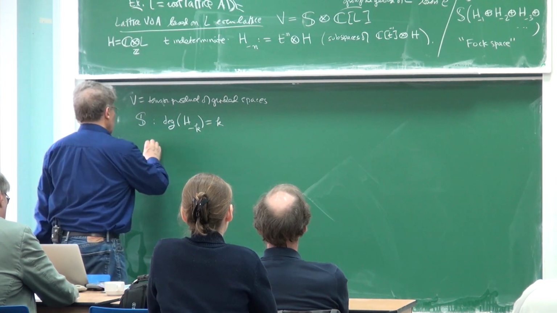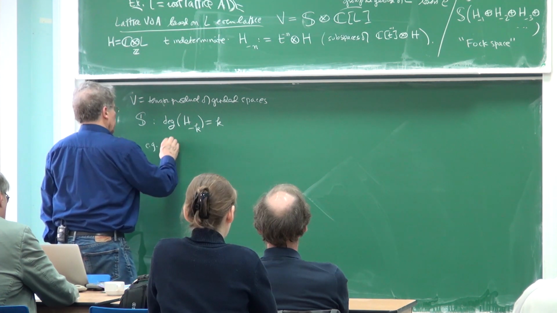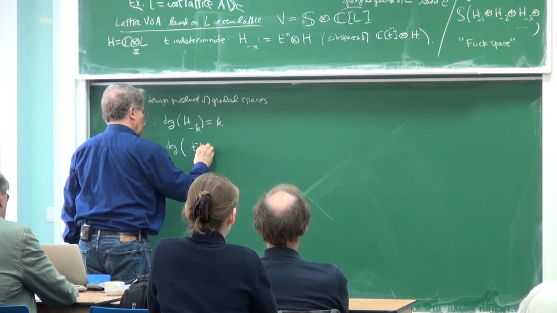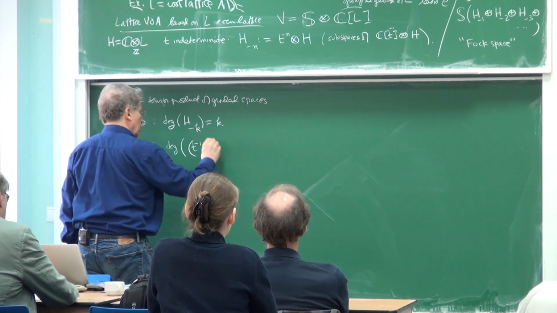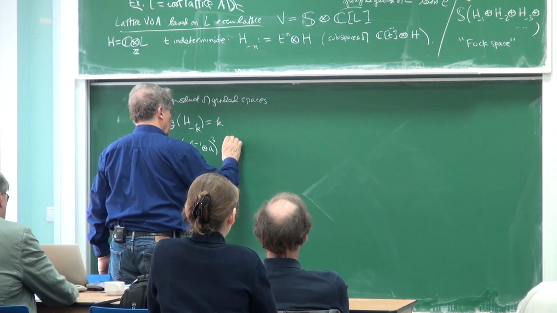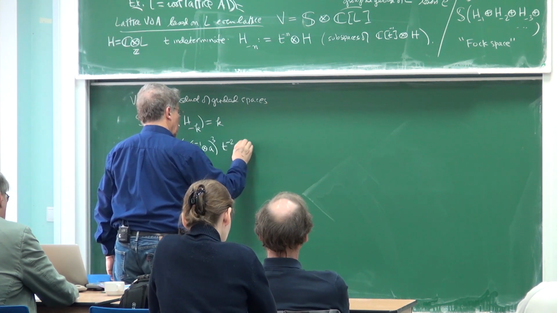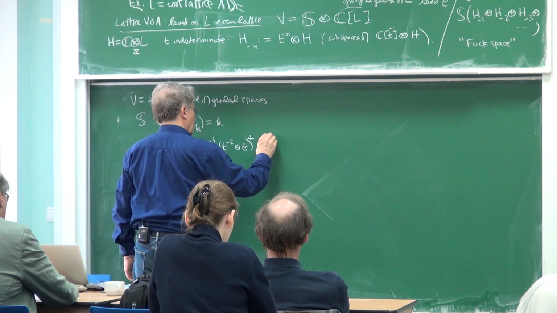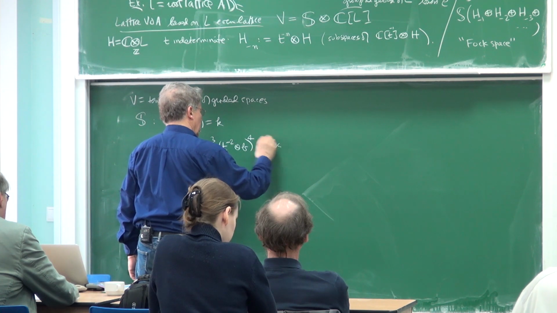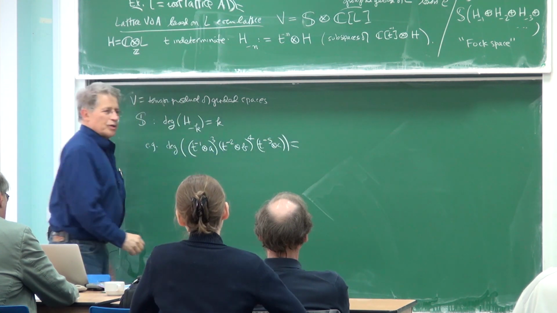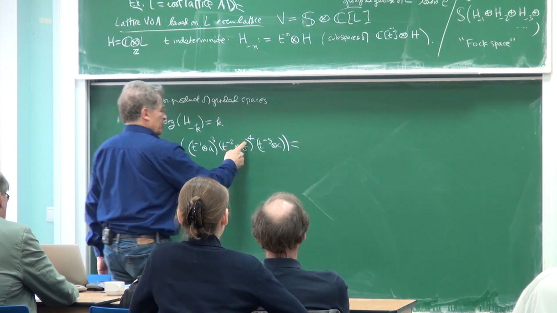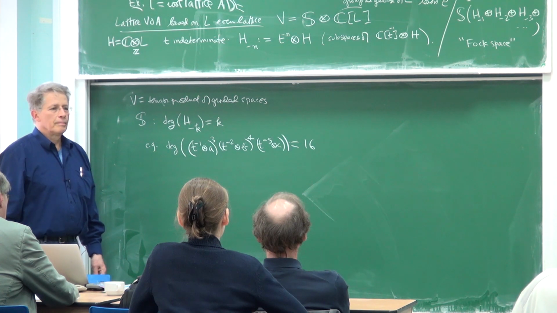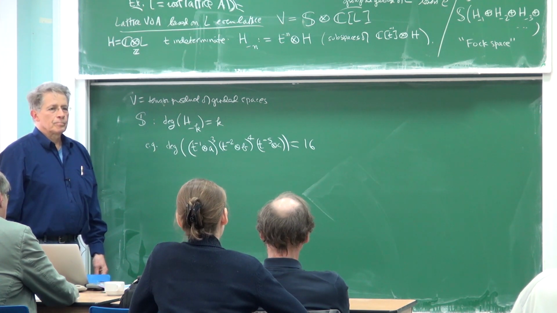Okay, so for example, the degree of this monomial, see, I hope I get this right. 3 plus 8 is 11, 16. Okay.